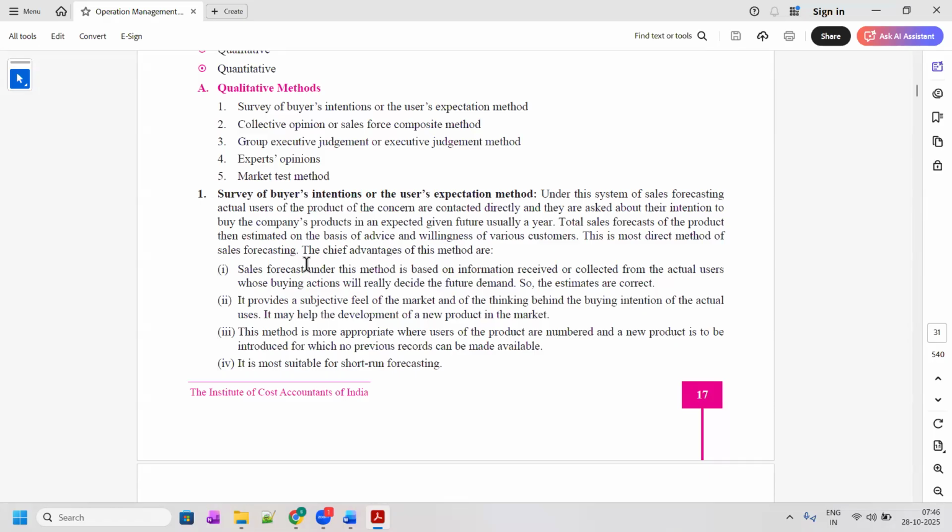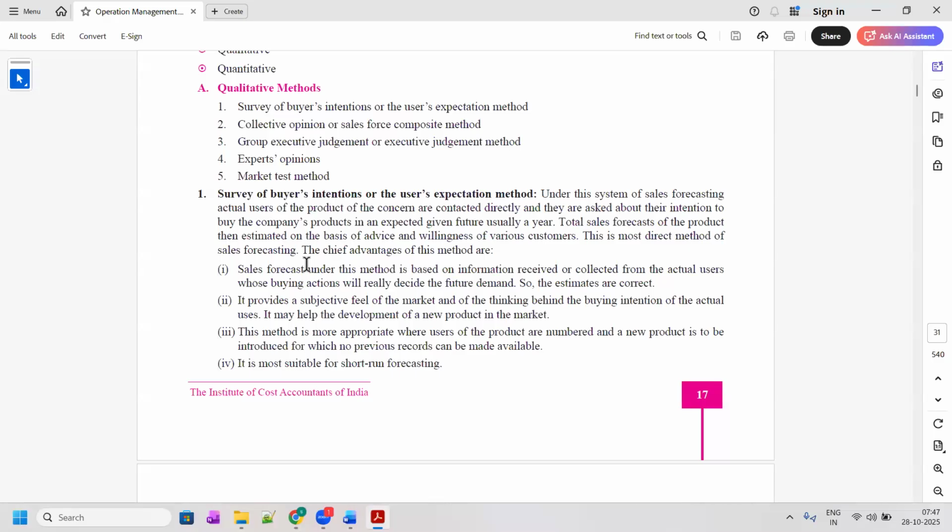This method is more appropriate where the users of the product are few in number and a new product is to be introduced for which previous records are not available. So it is generally used for short term forecasting. Here we are using real information from actual customers, so it is quite accurate and gives a realistic understanding of what the customer thinks about the product and market. It is useful when we are trying to launch a new product where no past data exists, and it is best suited for short term forecasting.